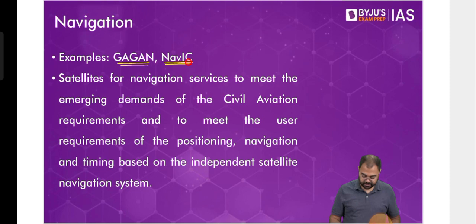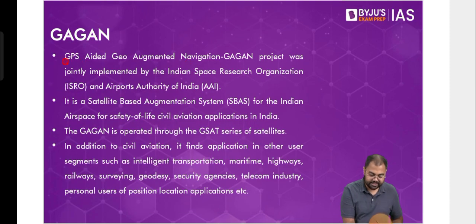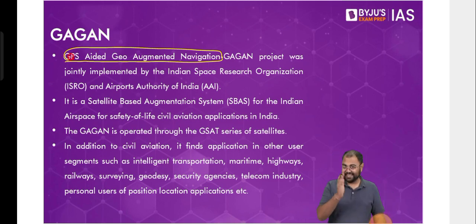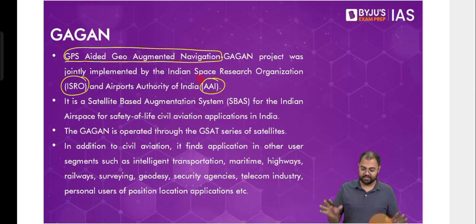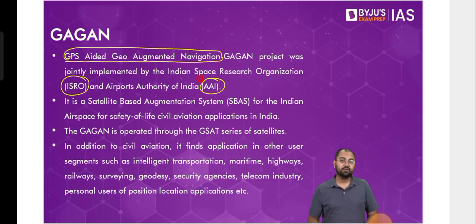Gagan stands for GPS Aided Geo Augmented Navigation. That's GAGAN. This was a joint project of ISRO and the Airports Authority of India. These two came together and made the Gagan system. It was largely meant for civil aviation, to help civil aviation in India. How does it help?